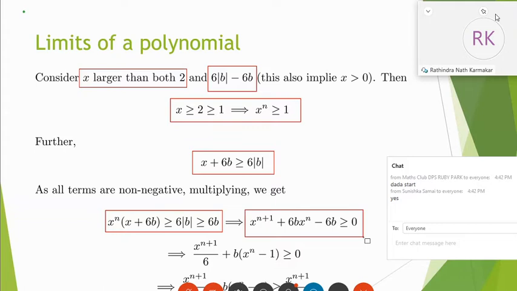Now the remaining part is just manipulation. Divide by 6, take b common, and you will get x^(n+1)/6 + b(x^n - 1) greater than or equal to 0. Write 1/6 as 1/2 - 1/3, then you will get x^(n+1)/2 + b(x^n - 1) is lower bounded by x^(n+1)/3.